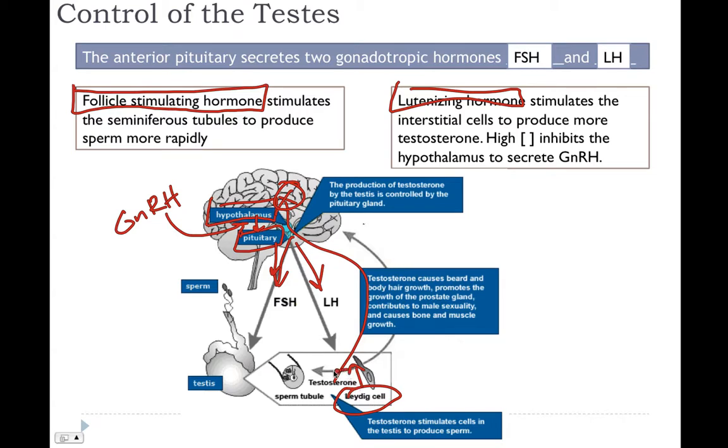Testosterone also on its own, when there are high levels of it, will prod the seminiferous tubule cells to produce more sperm as well.